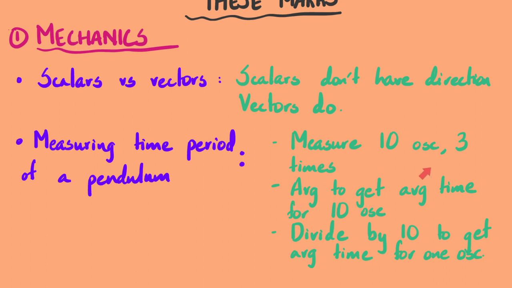Then you average the 3 readings that you get. So first time for 10 oscillations, the second time and the third time for 10 oscillations, you average these out and you get the average time for 10 oscillations. And because you want to find the time period of one oscillation, you then divide by 10 to get the average time for one oscillation. So this is what is asked in physical quantities and measurements in that first chapter.